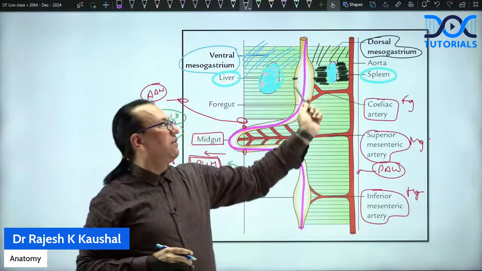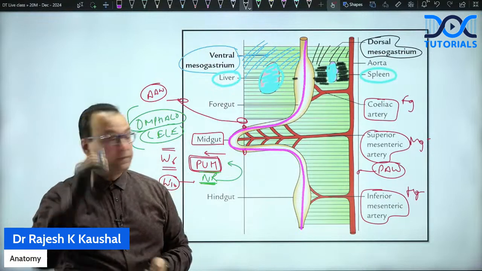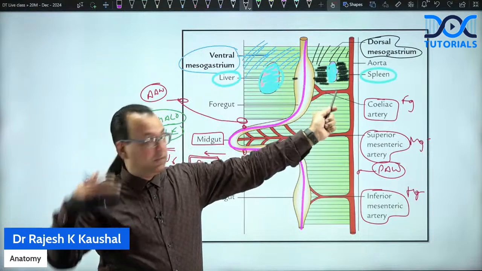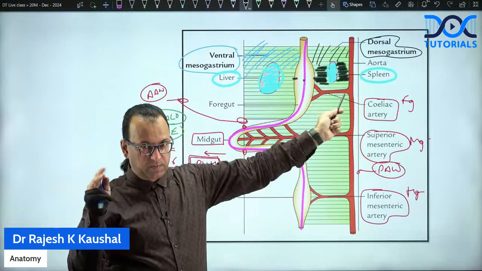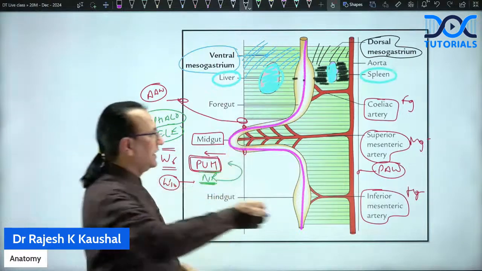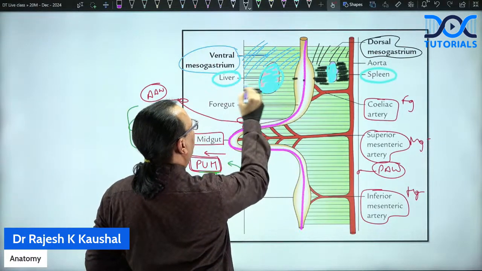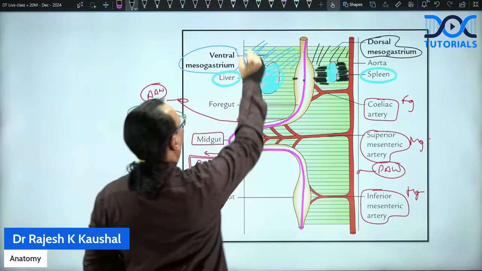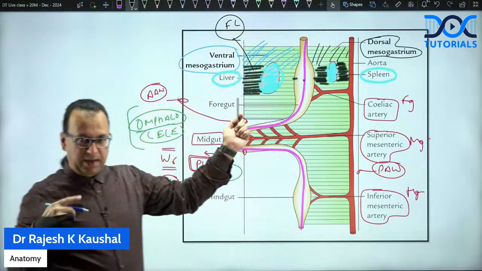Which organ develops in the dorsal mesentery? In the dorsal mesentery, we have the spleen, and its two ligaments are also developing: splenorenal and splenogastric, both of them in the dorsal mesentery. What about the ventral mesentery? In the ventral mesentery, we have some ligaments, like the one which attaches to the anterior abdominal wall, the falciform ligament. Here we have the falciform ligament, attaching the liver to the anterior abdominal wall.